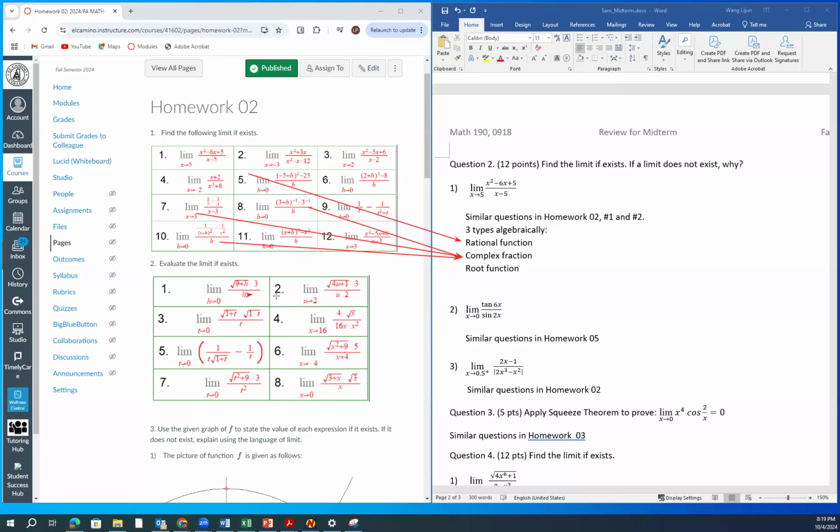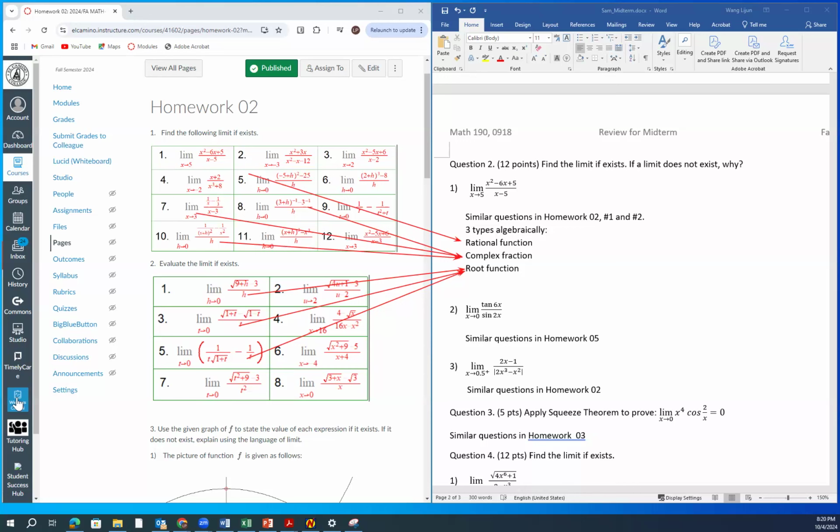Root function type. This has a root, and these are the roots. So these are the three major algebraic types in this category. I put this question here, but it is just one of the three types. So you need to know how to do the other two types. Like you have done the homework, so it's just time to review.